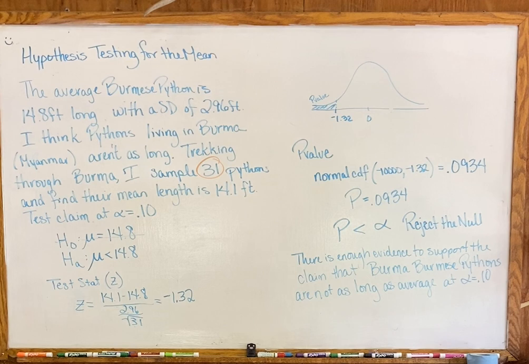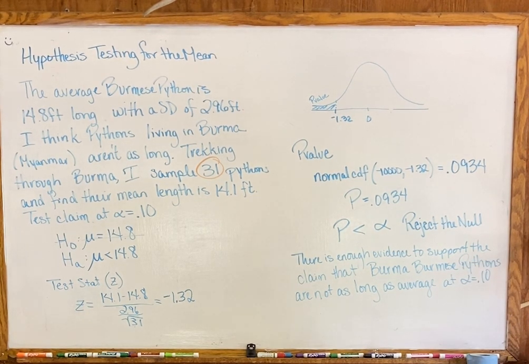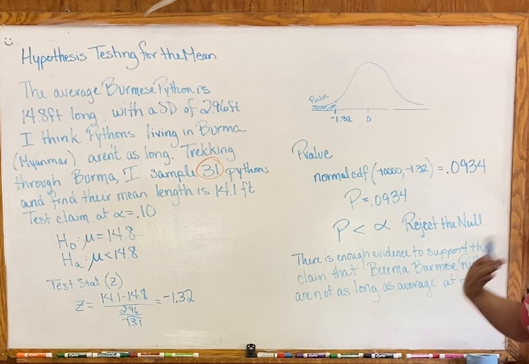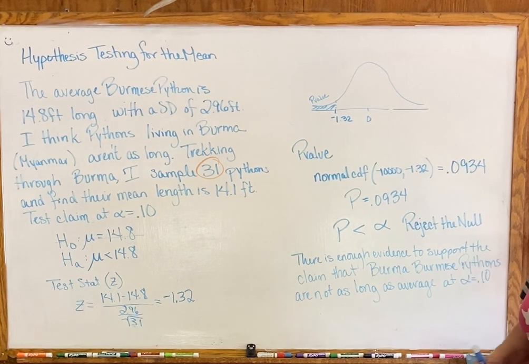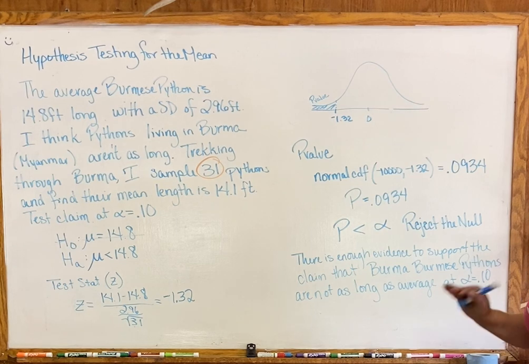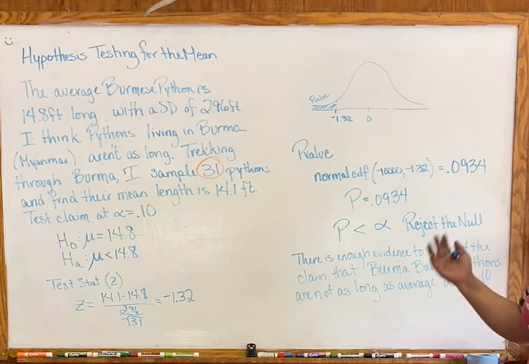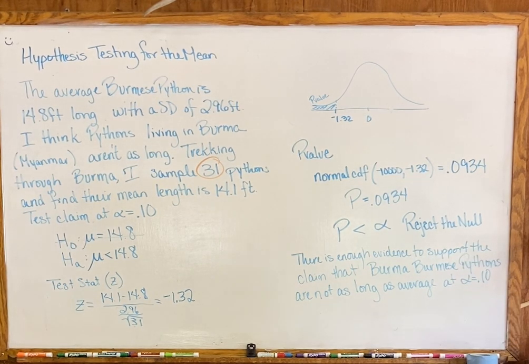All right, so remember that it all comes down to the end that there either is or there isn't. There is enough evidence to support our claim, or there's not enough evidence to support the claim. So the answer is never yes, we're correct, or no, we're wrong. We're always hedging our bets because statistics is never 100%.